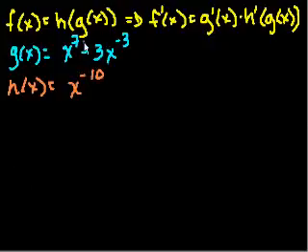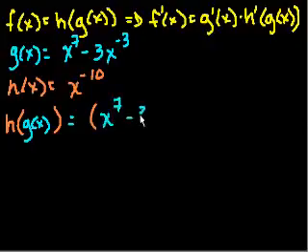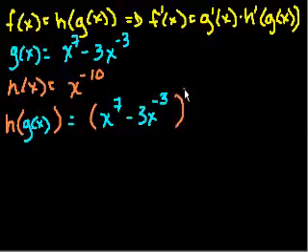So what is f of x? F of x is just h of g of x. And this should be a bit of a reminder from composite functions. So h of g of x would just be, you take g of x and you substitute it for x here. So it would just be this expression, x to the 7th minus 3x to the minus 3rd, and then all of that to the minus 10th power, right? So this is our f of x.